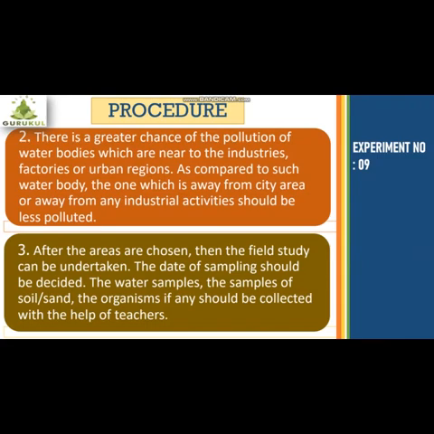We have to understand something, students. There is a greater chance of pollution in water bodies which are near industries, factories or urban regions, correct? Pollution will be more in such water bodies as compared to a water body which is away from the city area or away from any industrial activity, which should be less polluted. Basically, the water body nearer to the industries will obviously be more polluted as compared to the water body away from the city area. This is the second point.